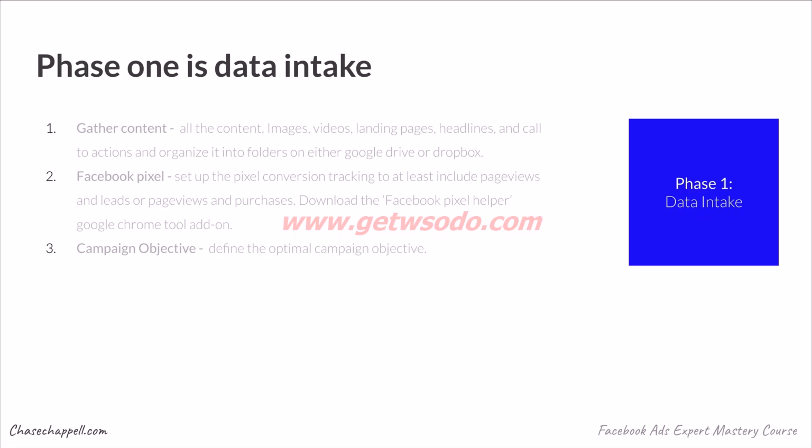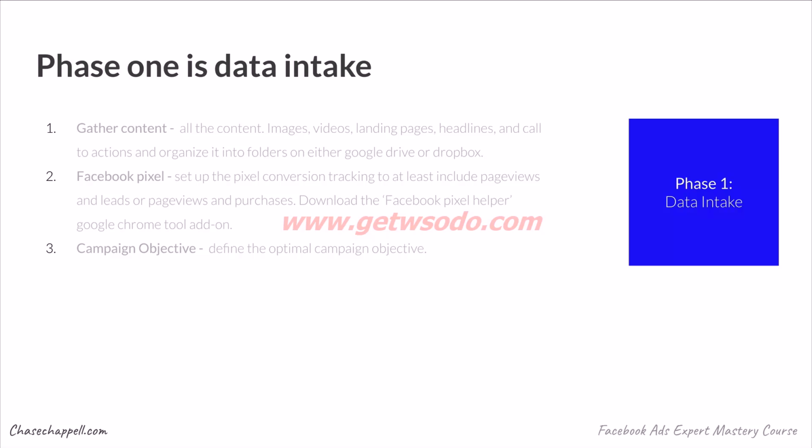Phase 1 is data intake. So now you need to gather data, and your data is everything from the content you will be using in your ads to the tracking you will be gathering insights about your audience. So the first thing is gathering the content, all the content. Images, videos, landing page links, headlines, and call to actions that you will be using to create your ads. You're going to organize it all into folders on either Google Drive or Dropbox so we can have quick access to it when we start building out the ads.